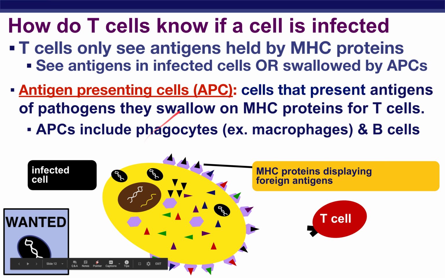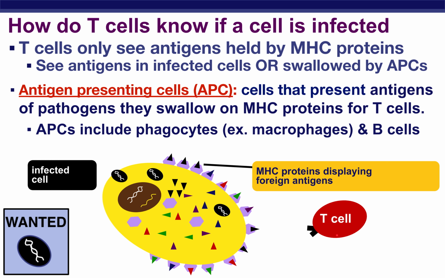You have what we call antigen presenting cells, cells that present antigens of pathogens they swallow on their own MHC proteins. So this antigen presenting cell could be a phagocyte, a macrophage, a neutrophil, a dendritic cell that has eaten a bacteria, swallowed it, and destroyed it. And then it will take the random parts of the bacteria or virus it destroyed and put it on its surface, and then it will activate that T cell.